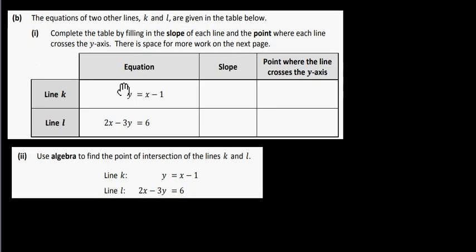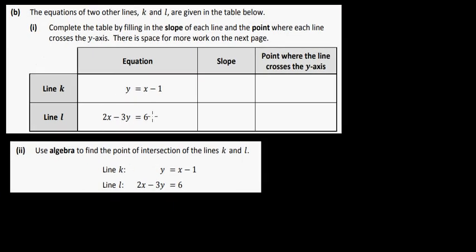Okay, so let's have a look at part B here. The equations of another two lines, K and L, are given in the table below. Complete the table by filling in the slope of each line and the point where each line crosses the y-axis. There's a space for more work on the next page. I haven't included that, I'll do the more work here. But there isn't a lot to it.